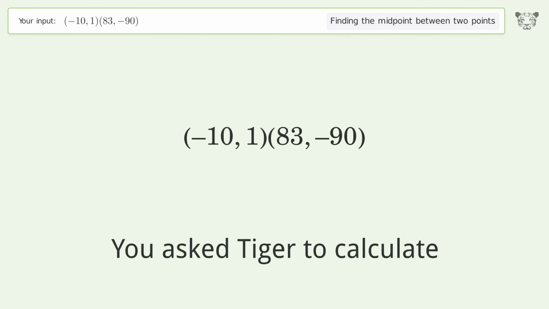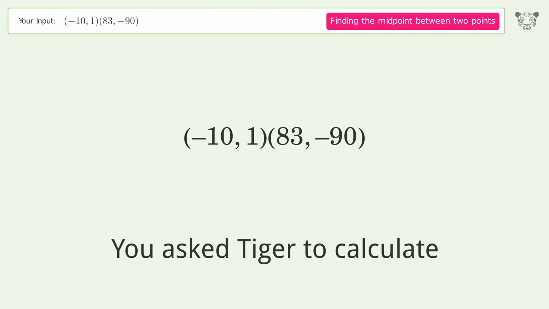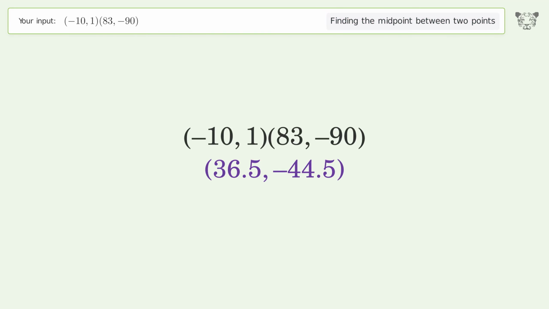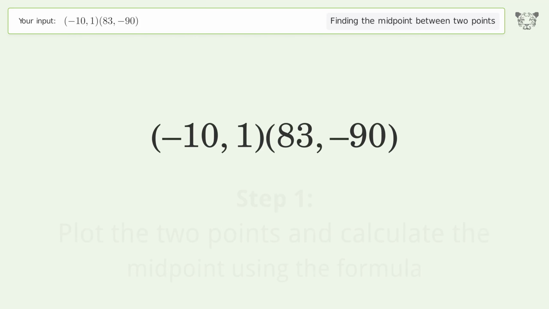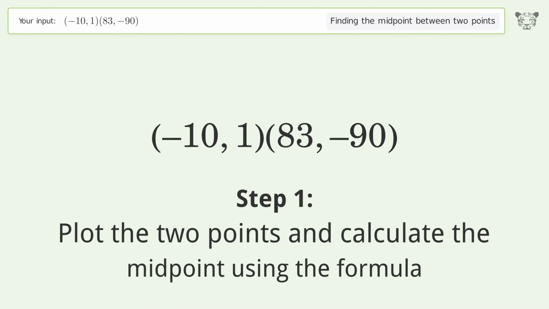You ask Tiger to calculate. This deals with finding the midpoint between 2 points. The midpoint between the 2 points is 36.5, negative 44.5. Let's solve it step by step. Plot the 2 points and calculate the midpoint using the formula.